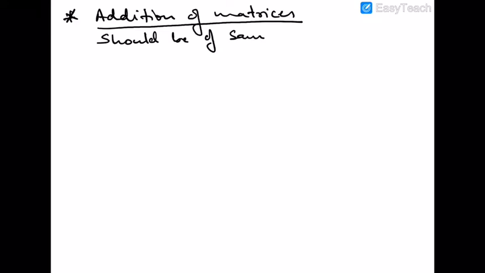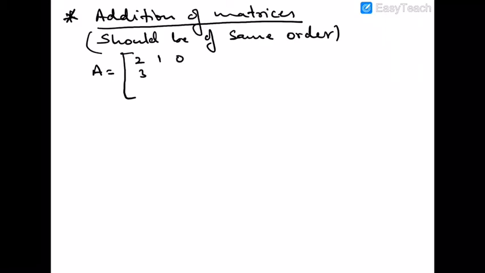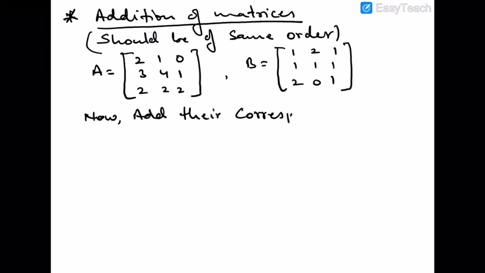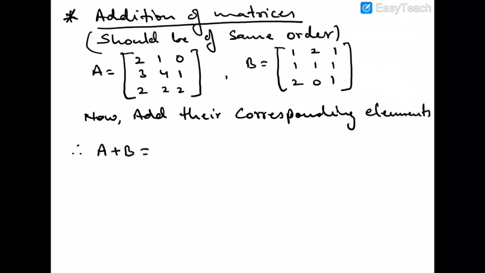So let matrix A equal 2 1 0 3 4 1 2 2 2 and matrix B equal 1 2 1 1 1 1 2 0 1. Now add their corresponding elements. So the corresponding element for 2 is 1, for 1 is 2, and for 0 it's 1.